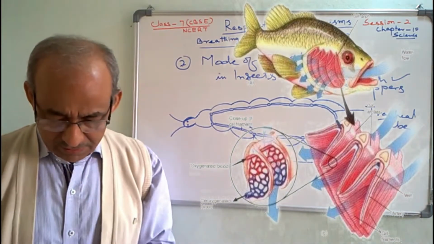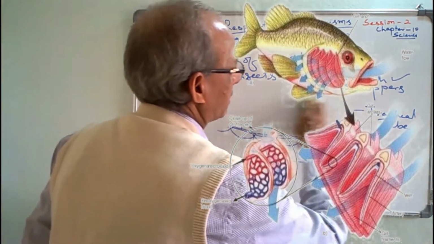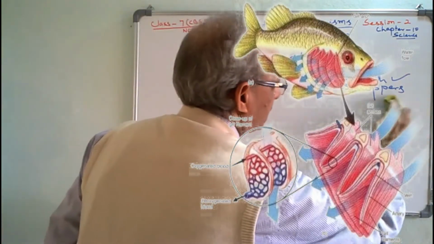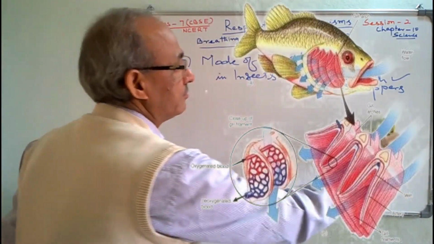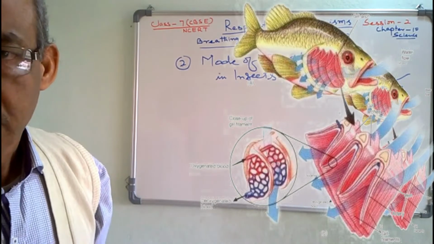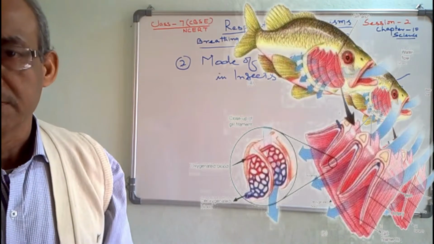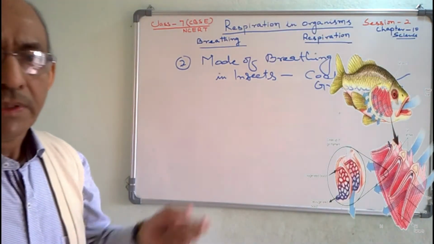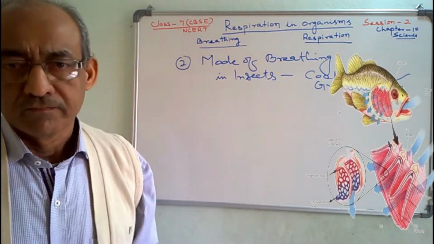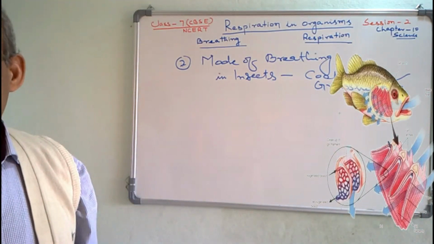Now we will discuss the mode of breathing or respiratory system in the case of certain aquatic animals like fishes. Most of the aquatic animals, because they always live in water, have certain specific organs to intake oxygen from the water, dissolved oxygen, and thereafter they remove out the carbon dioxide by specific organs.